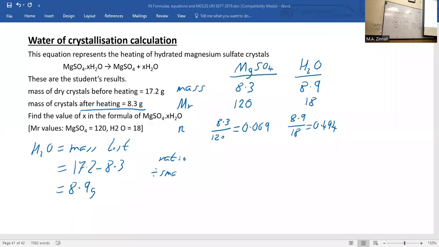I showed you that was the experiment you have calculated. This was the hydrated magnesium sulfate. When heated, you get anhydrous magnesium sulfate and water. The mass of dry crystals before heating. Dry crystals means hydrated crystals. This is hydrated crystals. Mass of water after heating. This mass was lost in mass. This mass we get actually is the mass it loses. Okay, what mass is lost? That is the mass of water. Okay, and you need to calculate this value.